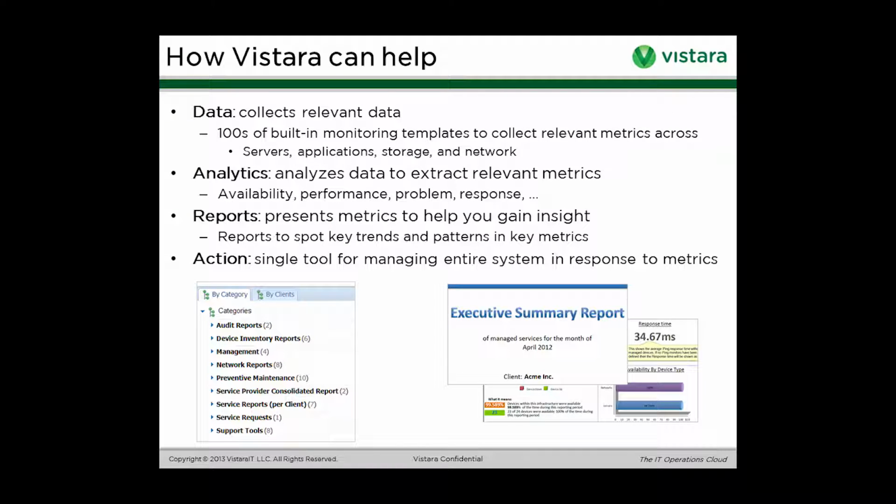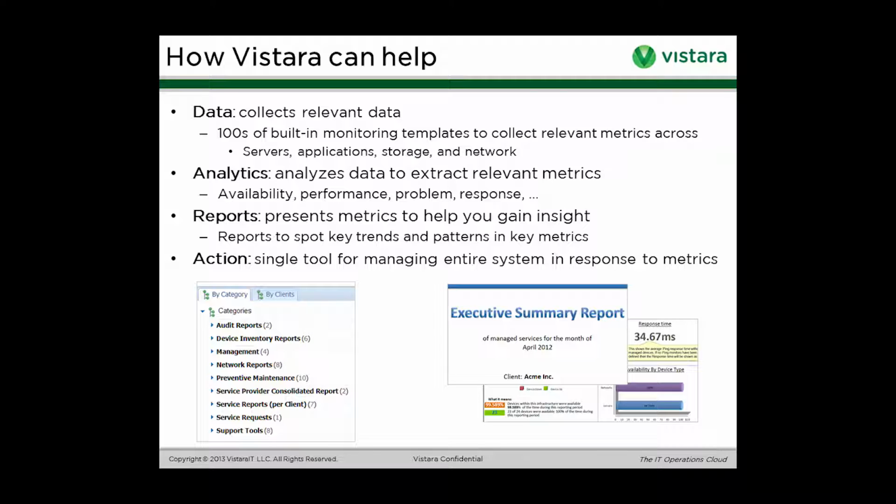Okay, so what can Vistara do to help IT in making these transitions to cloud-based services? So first of all, Vistara collects the relevant data about the infrastructure you're using to power these services, whether it is on-premise, private cloud, or public cloud. It's got hundreds of built-in monitoring templates, so it can collect all the relevant metrics across your servers, your applications, your storage solutions, and your network devices. Vistara also has built-in analytics that automatically crunch that data to extract the information that's most relevant to IT organizations in evaluating performance and reliability and uptime, scalability, capacity, growth in utilization, and so on.